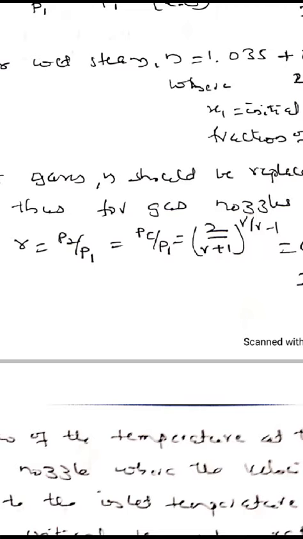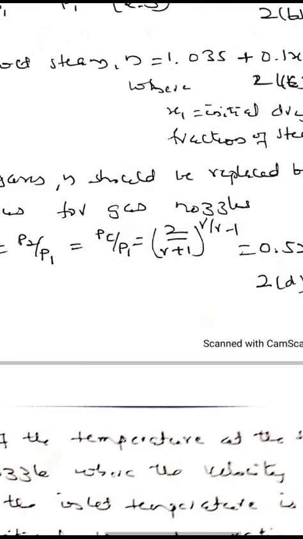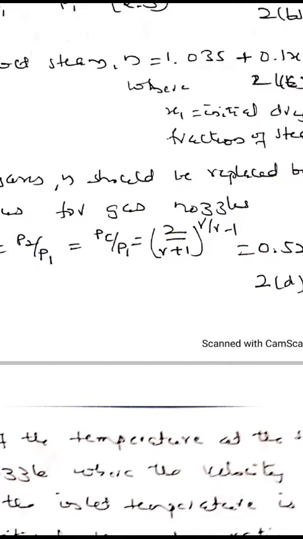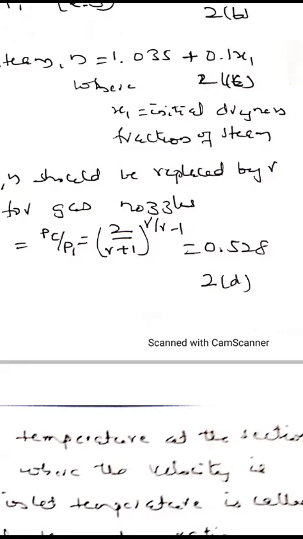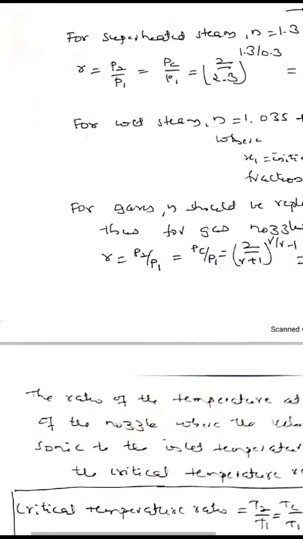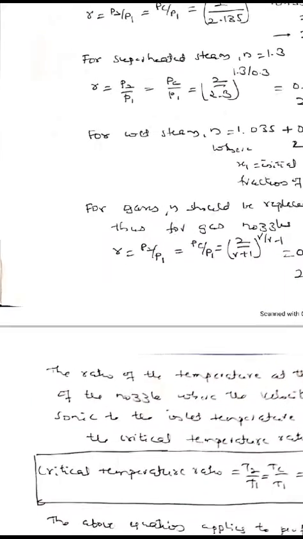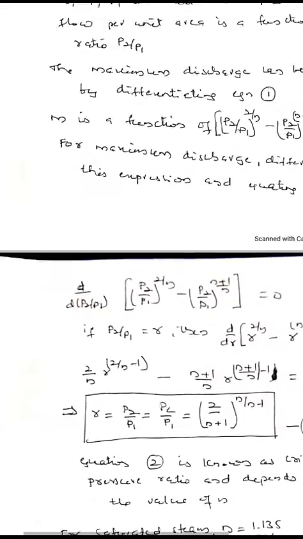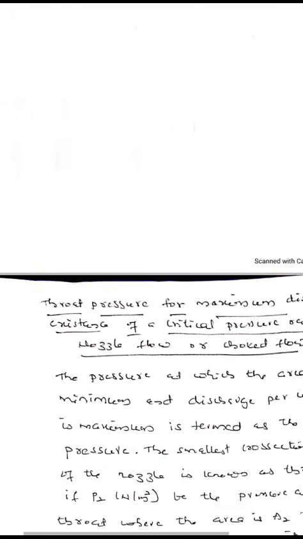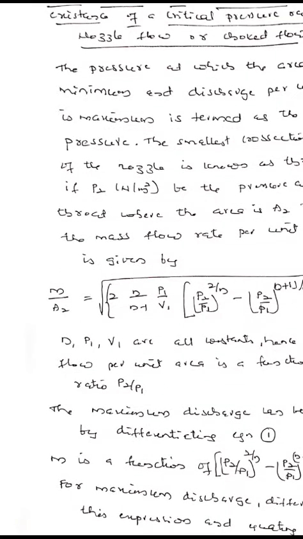For gases, n should be replaced by gamma. So R equal to P2 by P1 equal to Pc by P1 equal to (2 by gamma plus 1) raised to gamma by gamma minus 1. It will be 0.528. Thus, we have found the value of throat pressure. We have derived the expression for the throat pressure, the critical pressure ratio, for getting maximum discharge through the nozzle.